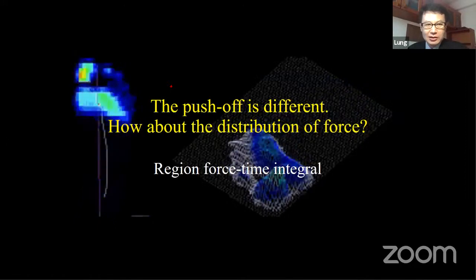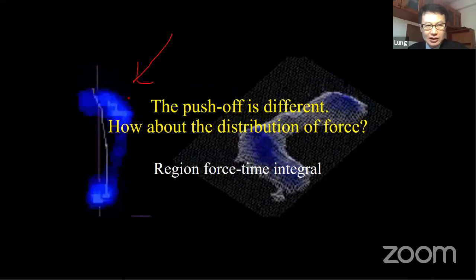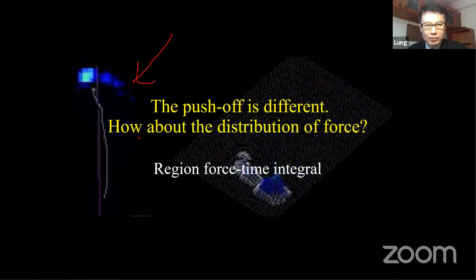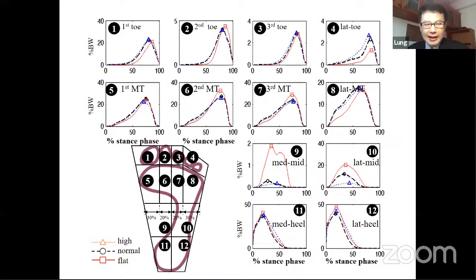Okay, this one is the center of pressure. You can see it on the left. Then we have the pressure data, and we can try to detect the pressure in different plantar regions. Here is the high arch, here is normal, here is flat, here is flat.